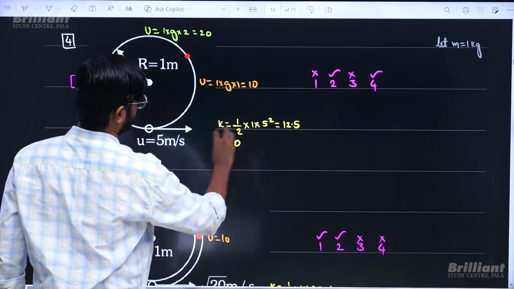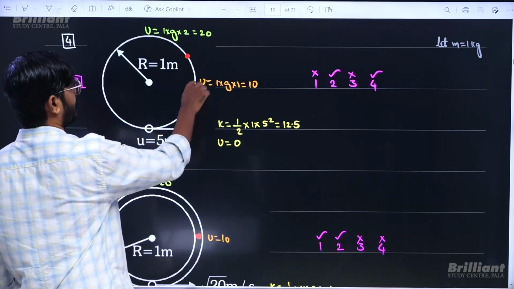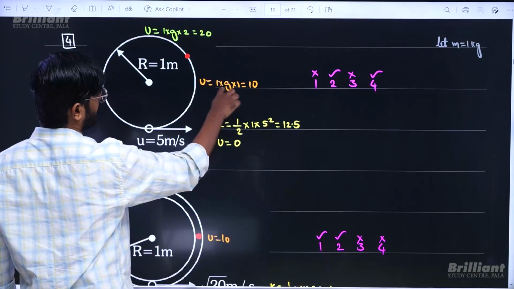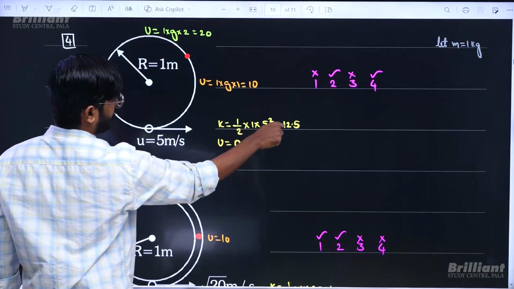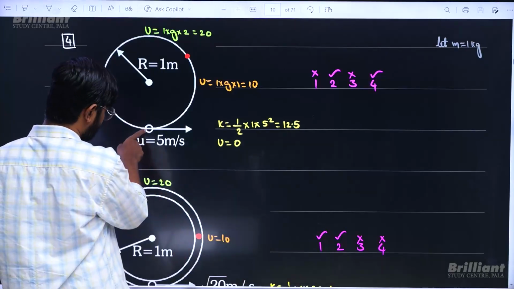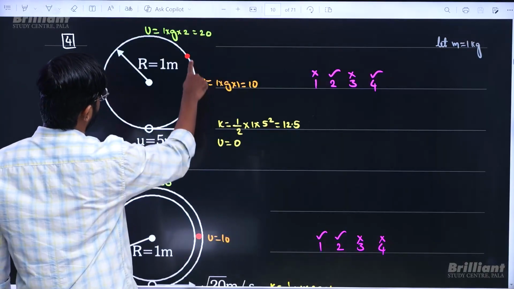So initial kinetic energy is this much, potential energy is this much. If the particle reaches here, then its potential energy will become 10 units mgh. If the particle reaches here, potential energy is 20 units, but kinetic energy is only 12.5 units. The meaning is it is going to cross this point and it is going to reach here.